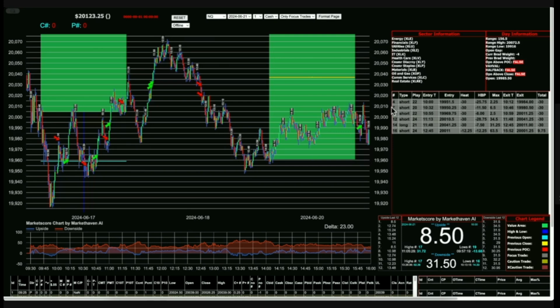Next short comes along. This one, you would get in. This one is a losing trade.